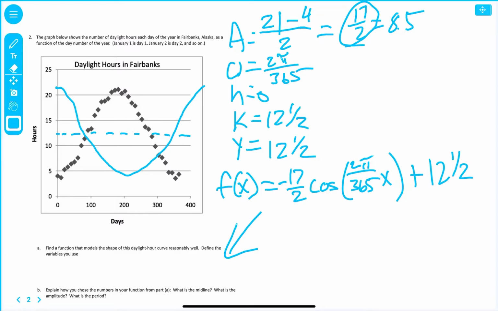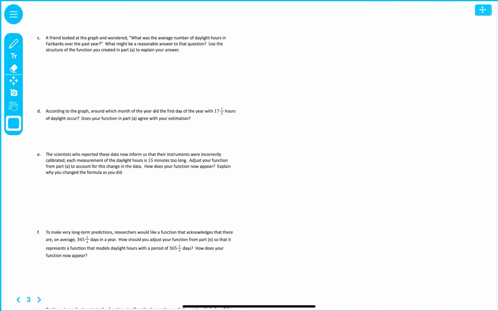B, explain how you chose the numbers in your functions in part A. What is the midline? Okay, so we did all of that for part B as well. Everybody good with that? Everybody see how we did that for B? Or for the original? All right, C. On page 3. A and B, we already did it there. All that was done there. It was just explaining how we come up with those numbers.